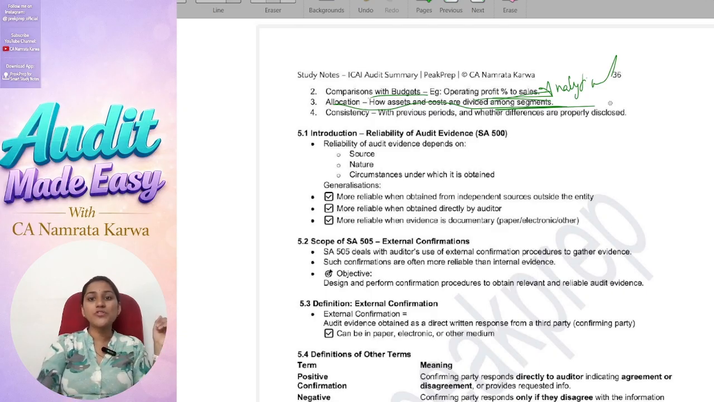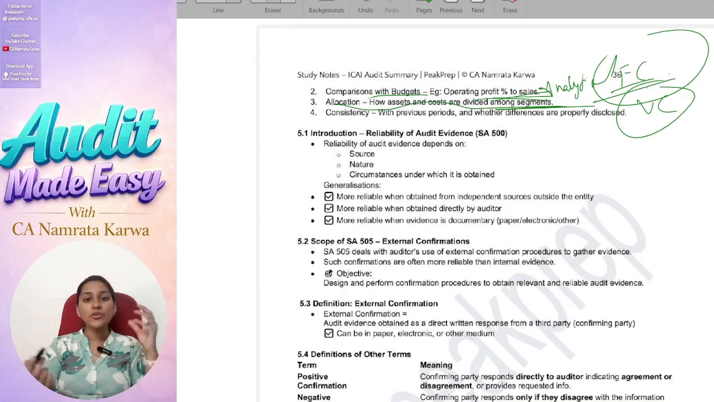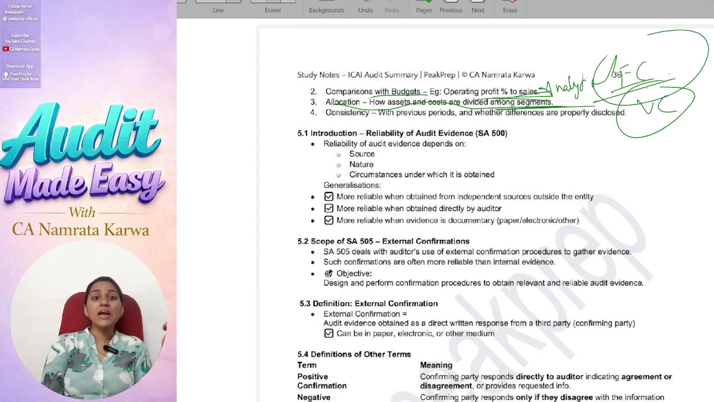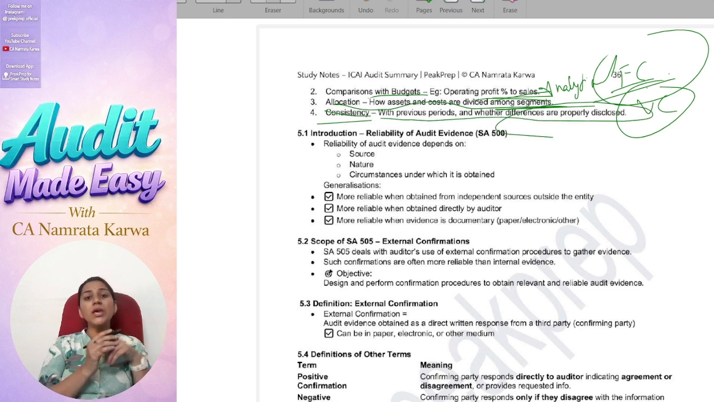Because fixed cost remains the same, no? Accordingly, what kind of cost, the variable cost, fixed cost, how they have been allocated, how they have been divided. That's really important, right? Then consistency with previous periods and whether differences are properly disclosed.